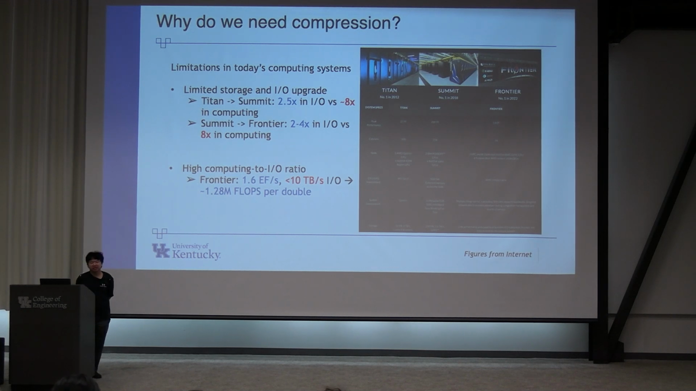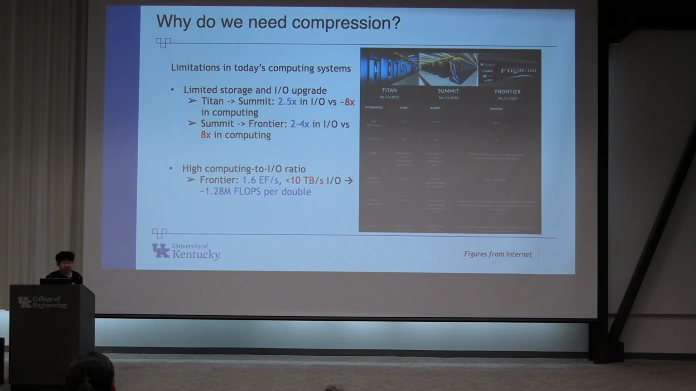So in order to measure the performance of computers, we have a metric called flops, which is short for floating point operations per second. Basically, if you have a higher number of flops, you have higher computing performance. So Frontier has 1.6 exascale flops performance, but it only has 10 terabytes per second I/O speed.